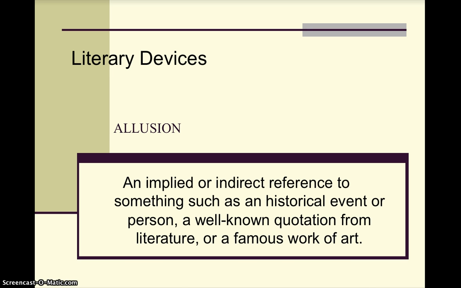All right, this is a screencast review of literary devices. The first one we're going to start with is the device of allusion. We talked about allusion being an implied or indirect reference to something such as an historical event or a person, a well known quotation from literature, or a famous work of art. So the key to an allusion is that it is something that is well known, and because of that, it adds depth to the meaning that the author is trying to create.